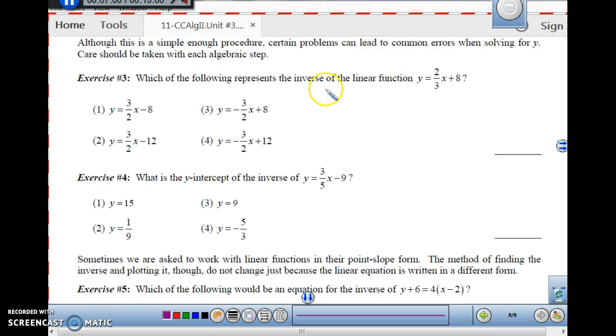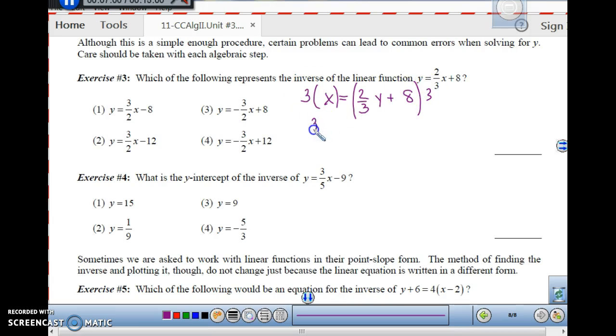Which of the following represents the inverse of the linear function y equals 2/3 x plus 8? Well, let's do the rule. If I want the inverse of the function, I want it to be y equals mx plus b form, the first thing I have to do is switch the x and y. So this becomes x equals 2/3 y plus 8. Okay, so let's do a little algebra here. We want to get rid of the nasty fraction. I want to get rid of the 3 in the denominator, so I'm going to multiply both sides by 3.